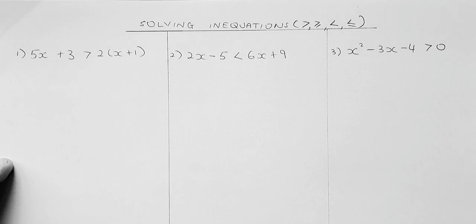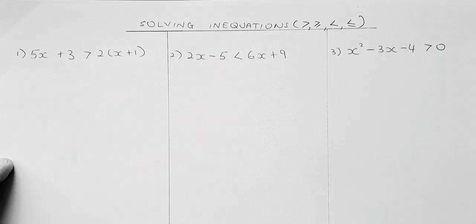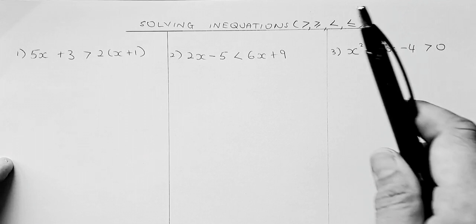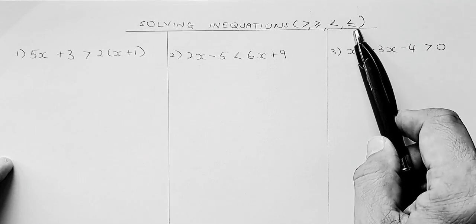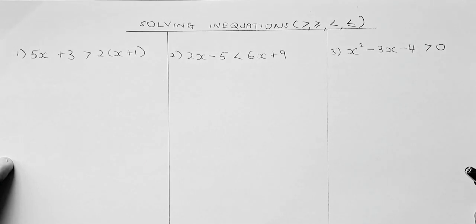The only time you change the symbol, for example, greater than to less than, is when you multiply or divide by a negative number. Similarly, if you have less than or equal to, you only change the symbol to greater than or equal to when you multiply or divide by a negative number. Without further ado, let's do 3 examples and you will understand what I mean.